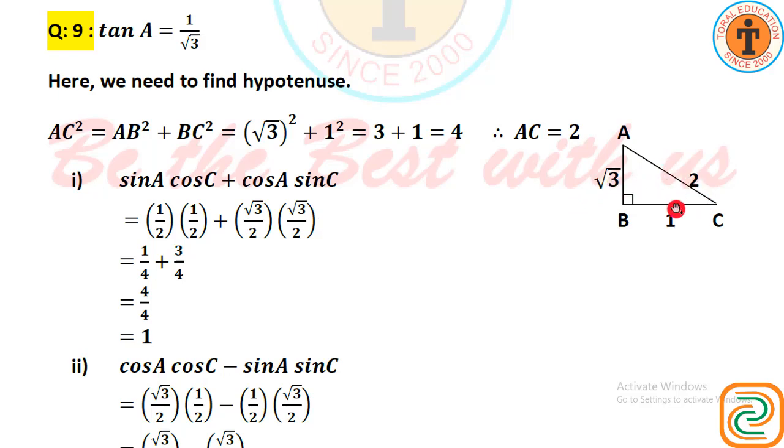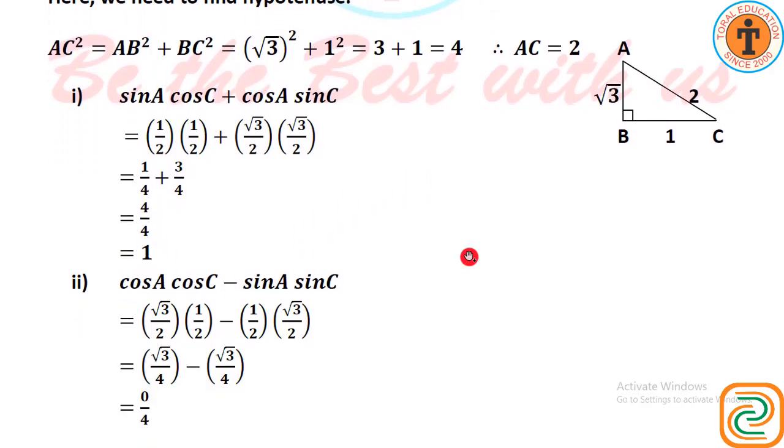AB upon AC. So taking these, 1 upon 2 into 1 upon 2, that is 1 upon 4. Root 3 upon 2 into root 3 upon 2, that is 3 upon 4, because root 3 into root 3 is 3 and 2 into 2 is 4. We get 1 plus 3, because 4 is the LCM in both cases. 4 upon 4, that is 1. Our answer is 1.